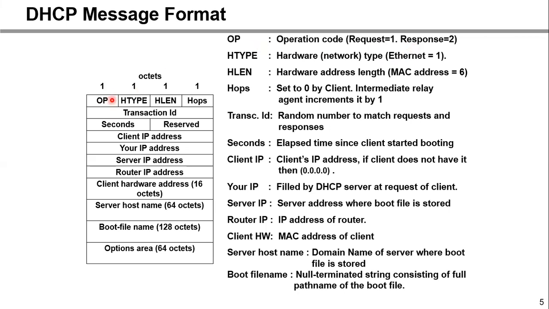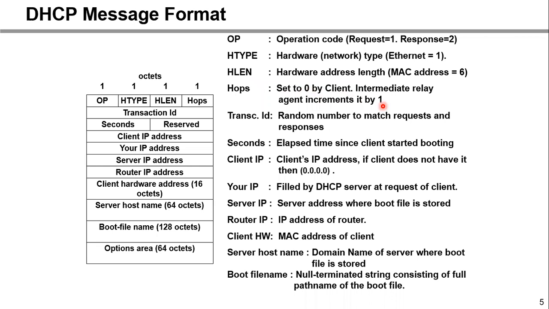What kind of operation is there? What is the hardware type, whether you are using Ethernet or some other network? What is the length of the hardware address, is it a 48-bit MAC address or flat addressing? So all these things are there. Then the number of hops. It is set to 0 by the client. And if the server is in the same network, then it is set to 1.